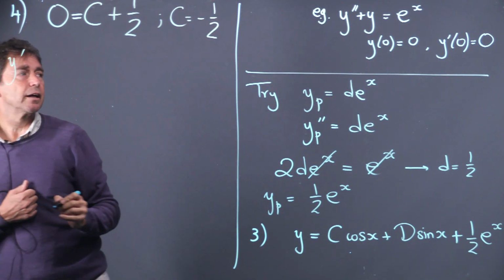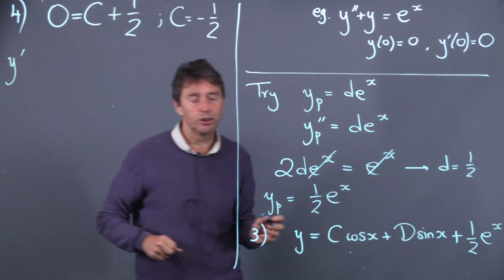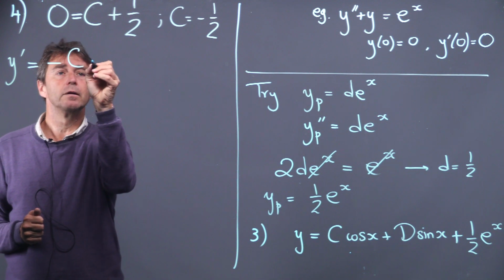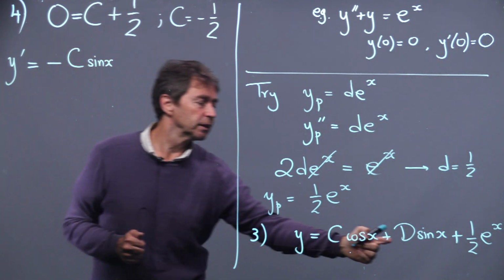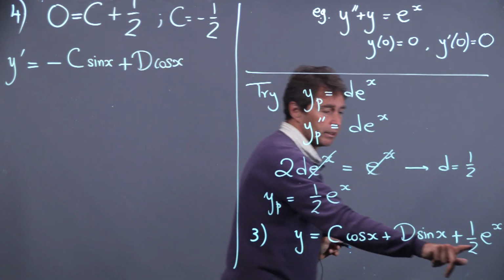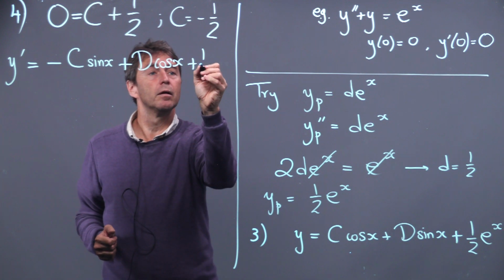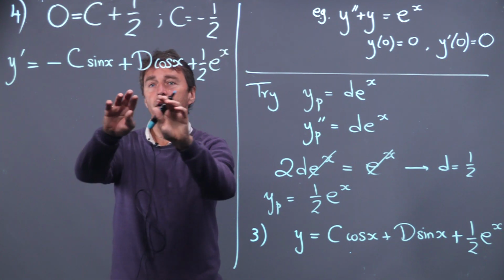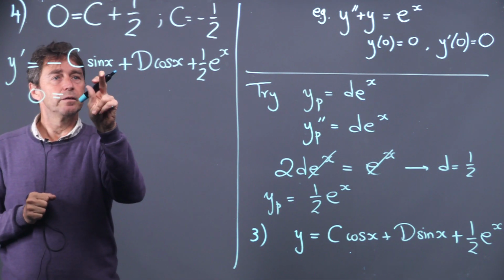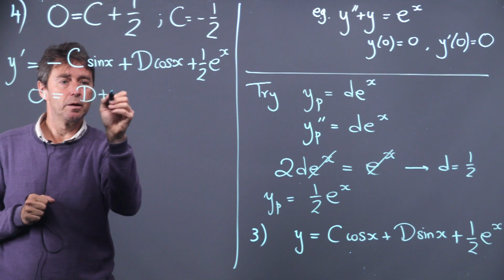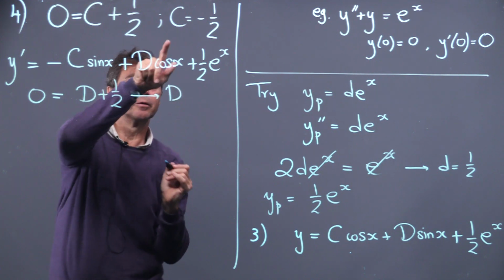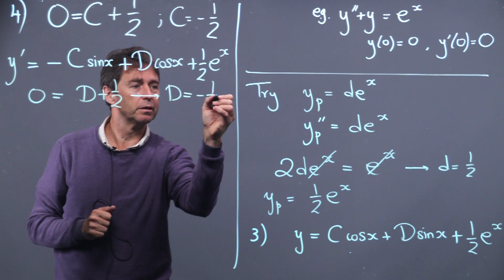Now, the next condition is on the derivative, so let's just differentiate this puppy. Differentiating a cosine, I get minus a sine. Differentiating a sine, I get plus a cosine. And differentiating that, I don't get the same thing. So now if I put x is equal to 0 again, to get y prime to 0, sine of 0 is 0, so I get d plus 1/2 is 0. So not only is c equal to minus 1/2, but so is d.